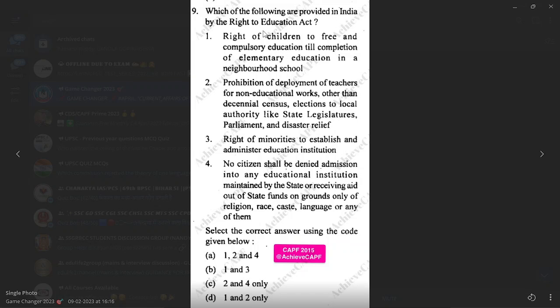Which of the following are provided in India by the Right to Education Act? Right of children to free and compulsory education till completion of elementary education in a neighborhood school. Prohibition of deployment of teachers for non-educational works other than decennial census, elections to local authorities like state legislatures, parliament, and disaster relief. Right of minorities to establish and administer educational institutions. No citizen shall be denied admission into any educational institution maintained by the state or receiving aid out of state funds on grounds only of religion, race, caste, language, or any of them.